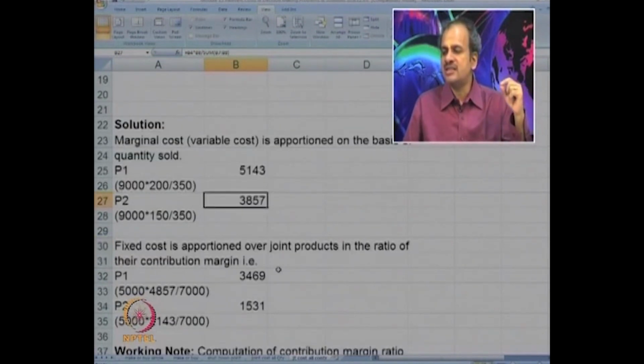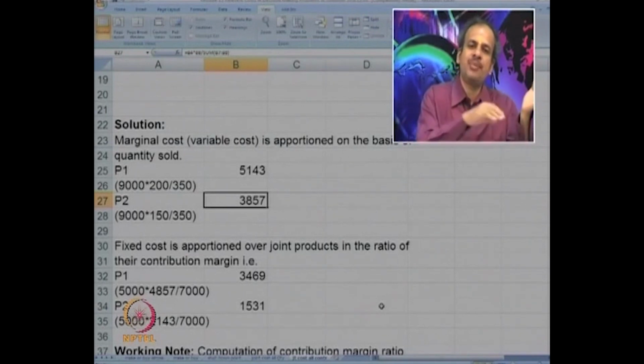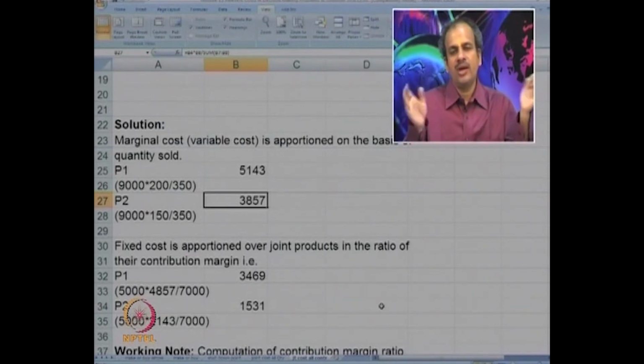And fixed cost, instead of being apportioned on the basis of number of units, is apportioned on the basis of their contribution margin. Now, how will you know the contribution margin? You know that it is selling price minus variable cost.